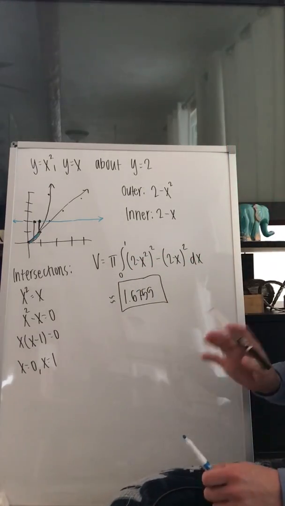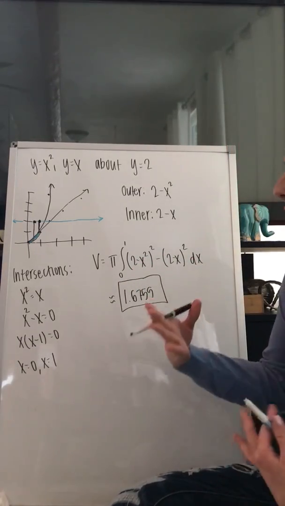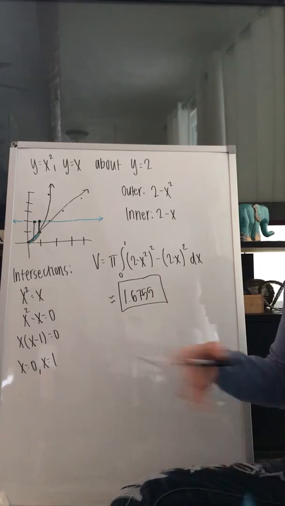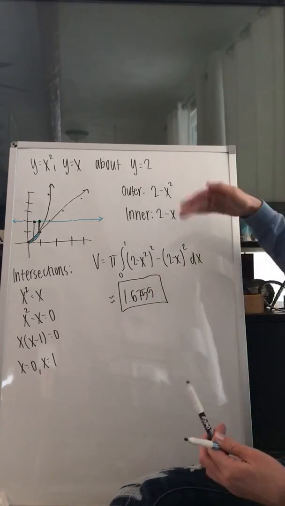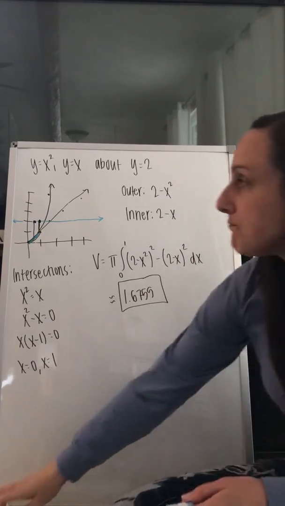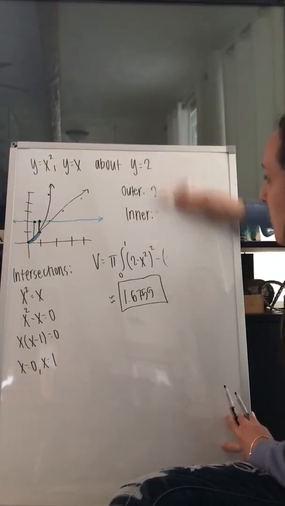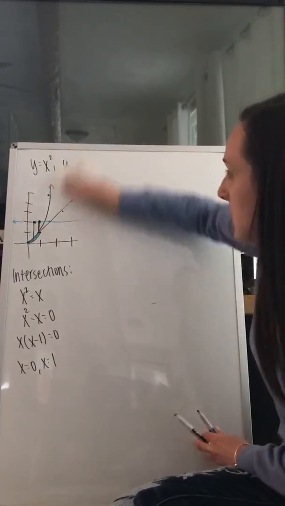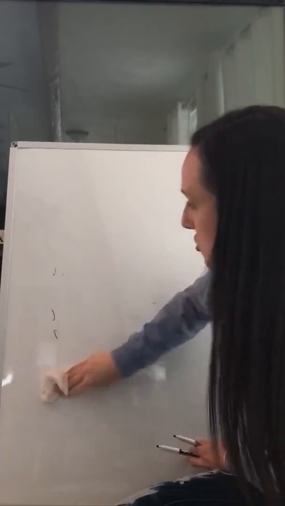And hopefully when I do the next example, you'll get the hang of where you're getting your outer and your inner radiuses, and how that depends on where your axis of rotation actually ends up in your diagram. So we'll go through a couple more examples. My next one is going to be a cubic.